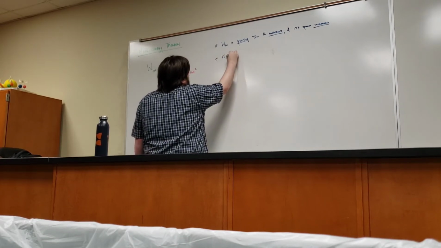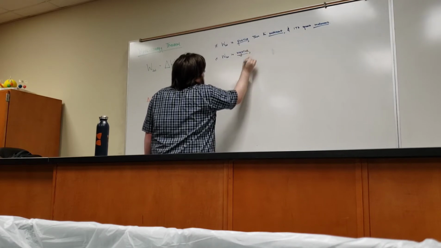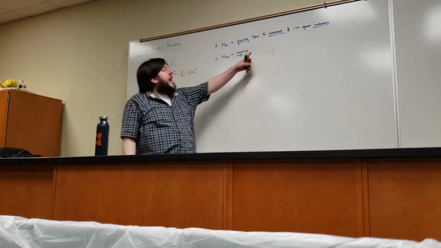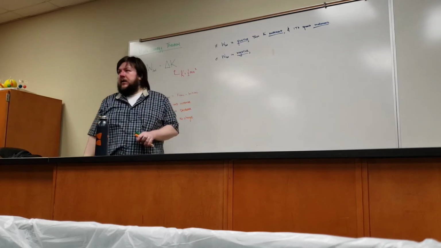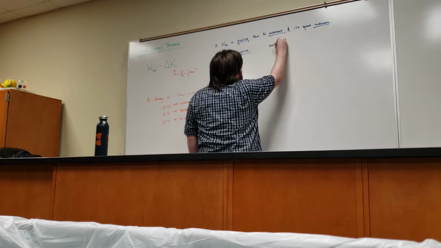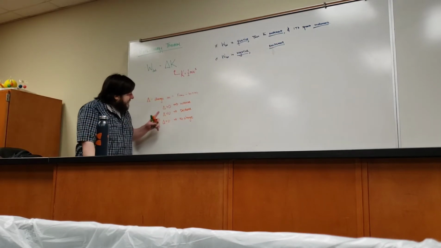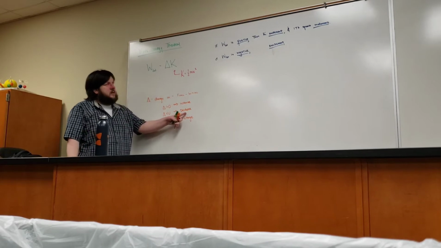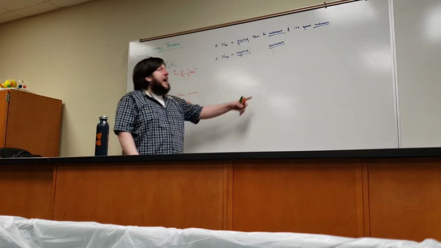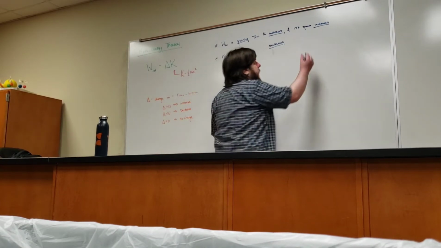If W total is negative, then what happened to kinetic energy? It decreased. Anytime you have a delta that is negative, you have a decrease in the quantity. And so what happens to the speed? The speed decreased as well.